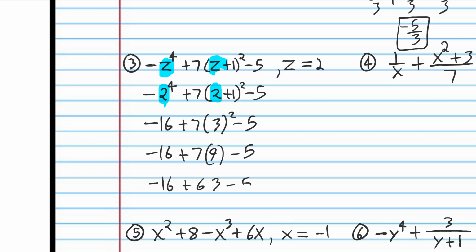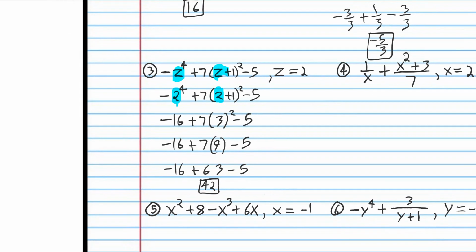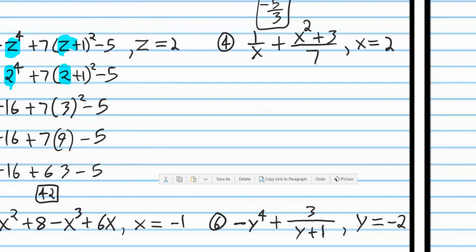And now we have addition and subtraction, and PEMDAS tells us to move left to right. So negative 16 plus 63 is 47, I believe, and 47 minus 5 is 42. So we got 42 on that one. All right, on to number 4.